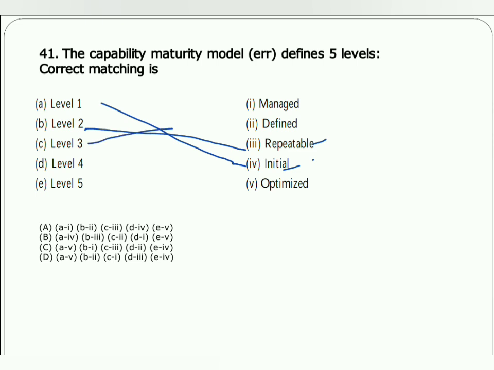Defined is the process which is defined or confirmed as a standard business process. And level 4 is managed. Managed is the process which is quantitatively managed in accordance with agreed upon metrics. And level 5 is optimized. Optimizing is a process management that includes deliberate process optimization and improvement. So the correct option is B.